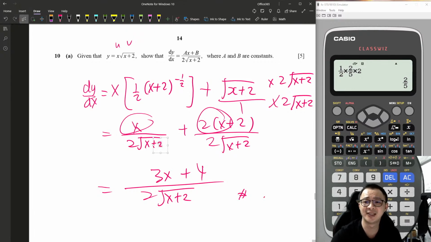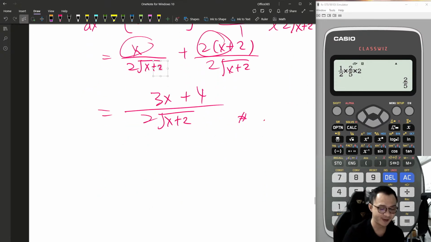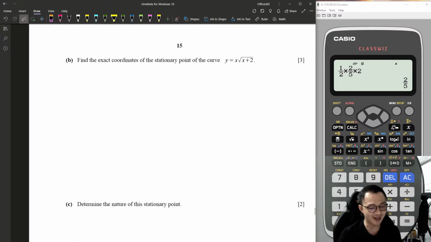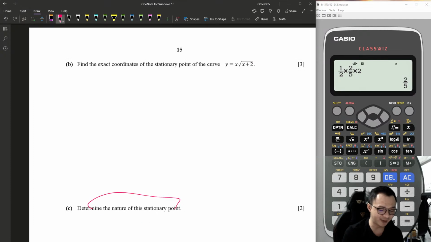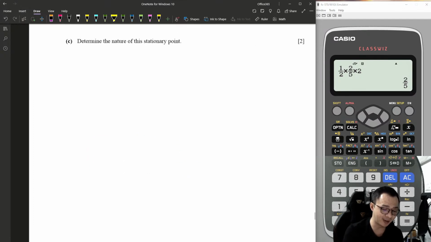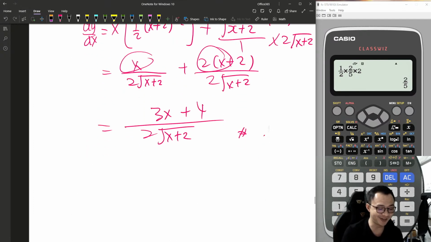This one should be easy 5 mark, I guess, unless you make some carry mistake. Okay, then find the exact value of the stationary point for this equation. This equation is the same as the equation just now, right? So we just do dy dx of that one and determine the nature of the stationary point. 2 mark. Oh, it's an easy question, not bad.